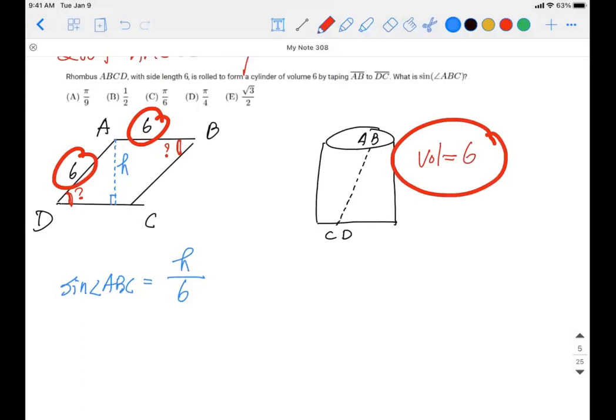So maybe I'll give you 30 seconds. Think about it. How can I use these two conditions to yield the value for H? Maybe we're going to ask Alex to give us some ideas. I see Alex already has some ideas. Yeah, maybe you can talk.